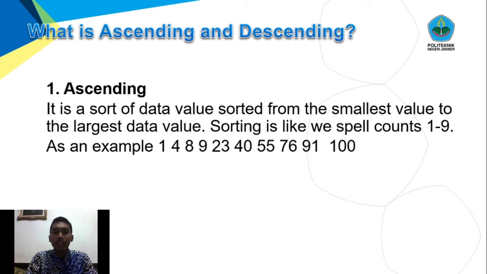Sorting it is like we count 1 till 9. As an example, 1, 4, 8, 9, 23, 40, 55, 76, 91, and 100. The example above is an ascending sort. Data with a value of 1 is the data with the smallest value, and then sorted until the largest data is data with a value of 100.